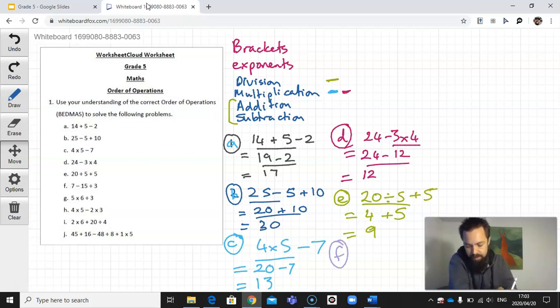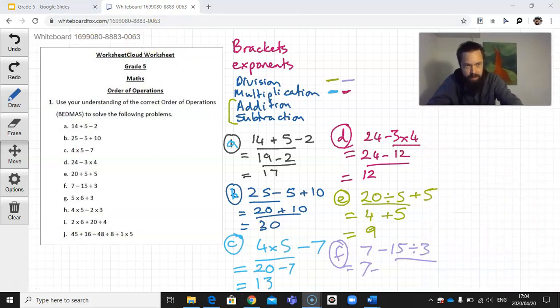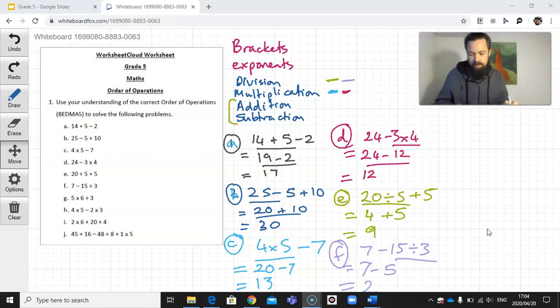F, 7 minus 15 divided by 3. We start with division because division comes before subtraction, so we leave our 7 and minus untouched. 15 divided by 3 is 5. 7 minus 5 is 2. And there is our answer.